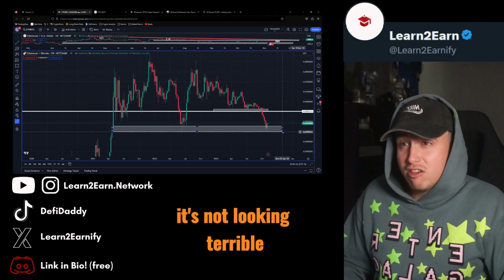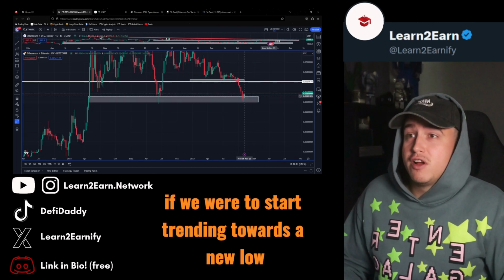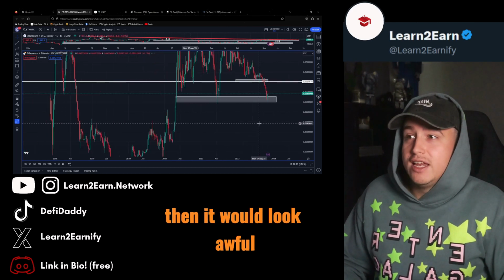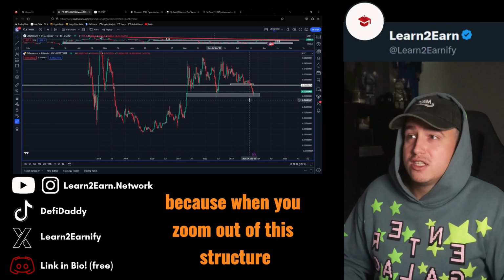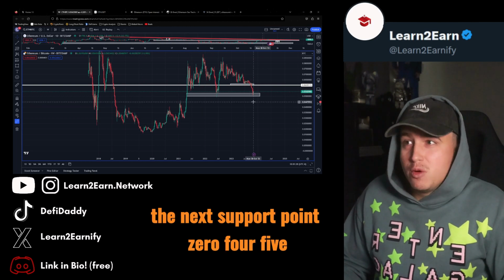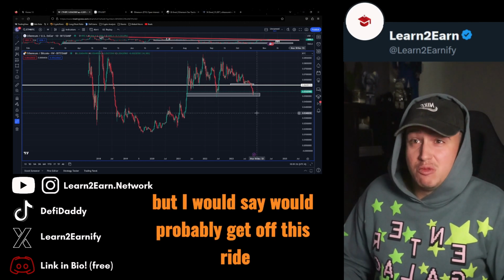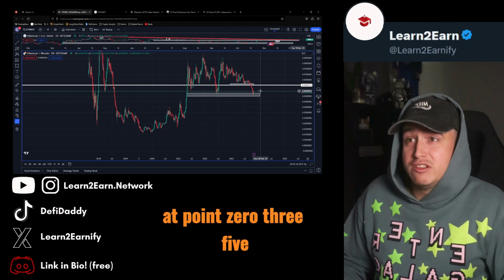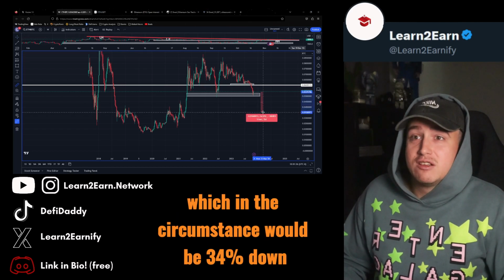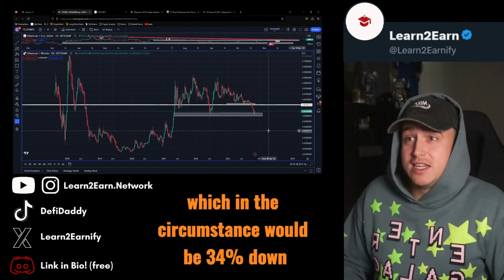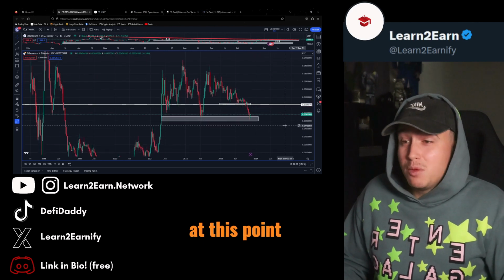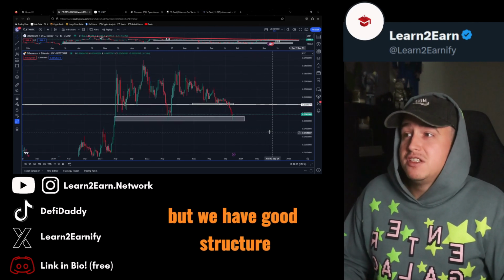It's not looking terrible. If we were to start trending towards a new low, then it would look awful, because when you zoom out of this structure, the next support is 0.045, but I would say we'd probably get off this ride at 0.035, which in this circumstance would be 34% down. So honestly, at this point, it's kind of do or die, but we have good structure.